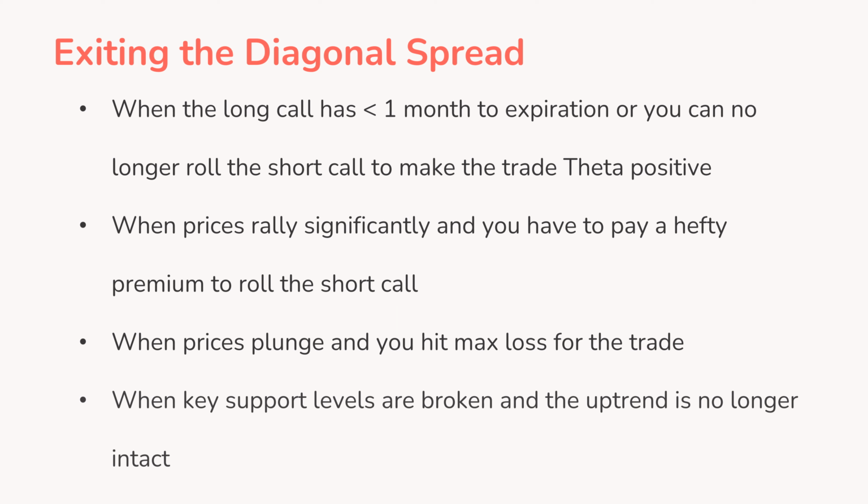In such a scenario, there is a possibility that you can close the trade for a profit even though prices have plunged significantly, because remember, you have been rolling your short call and collecting premiums along the way. That's really the beauty of the diagonal spread. If you have been collecting premiums consistently by rolling the short call multiple times, you can still potentially exit the trade for a profit even if prices turn bearish, because the decline in the value of your long call would be offset by the premiums you have been collecting.